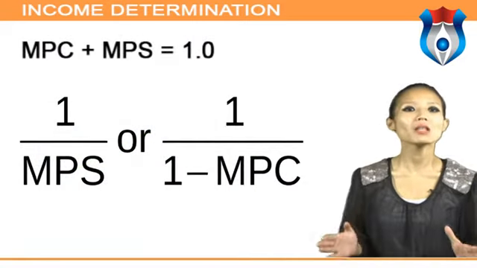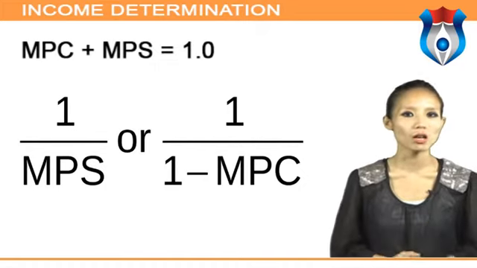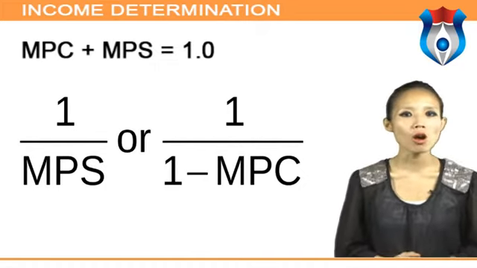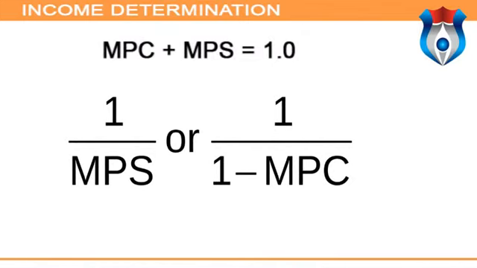Multiplier. The multiplier measures the magnified change in aggregate production, gross domestic product, resulting from a change in an autonomous variable such as investment expenditure. This connection between the multiplier process and the marginal propensity to save is illustrated in the standard formula for the basic expenditure multiplier. Expenditure multiplier is equal to 1 divided by MPS.